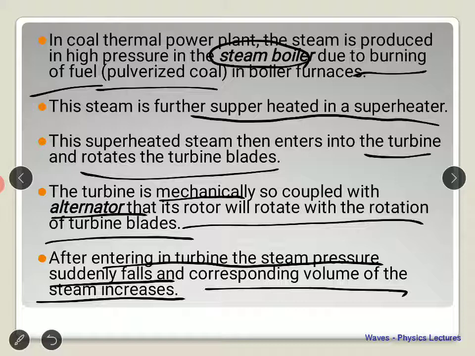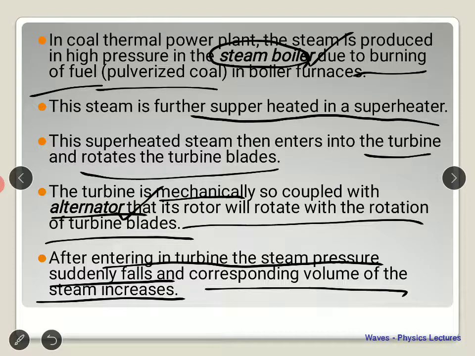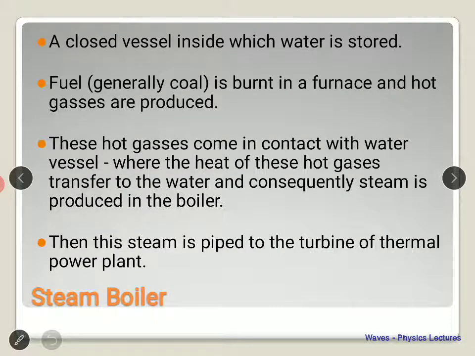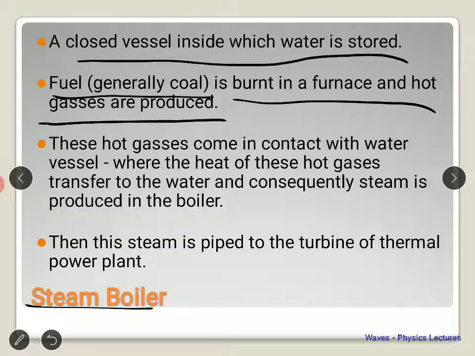Let's take a little detour and try to understand what a steam boiler and an alternator are. So what is a steam boiler usually? A steam boiler is basically a closed vessel inside which water is stored. You can consider your pressure cooker as a very simple example. We use fuel, generally coal, which is burnt in a furnace, and hot gases are produced. You can put the pressure cooker on top of an LPG stove, and that might be a good example to compare.